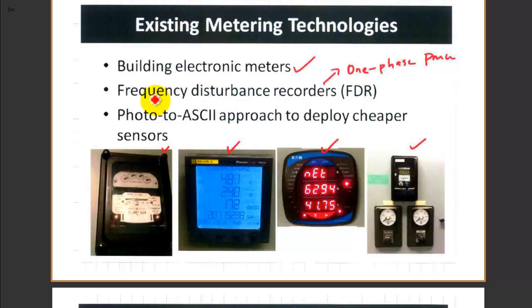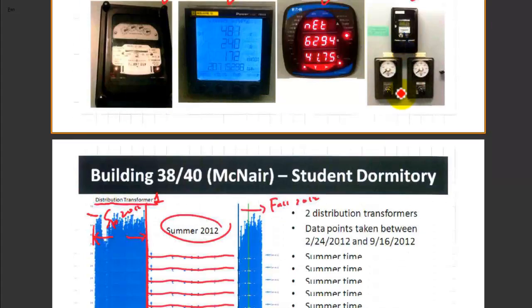And then we also have the frequency disturbance recorder. This is a one-phase PMU, phasor measurement unit, if you have heard about that. What we do here is put this FDR unit across 3 different feeders to sense the frequency information.